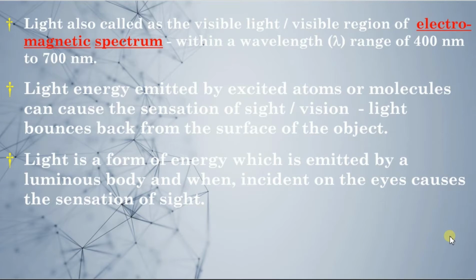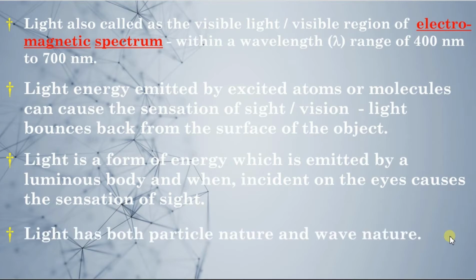So here you are going to see certain new words like luminous and incident. So what are these things? We will be learning them in the coming sessions ahead. Next, light has a dual nature: it has both a particle nature, that is ray nature, and also a wave nature.